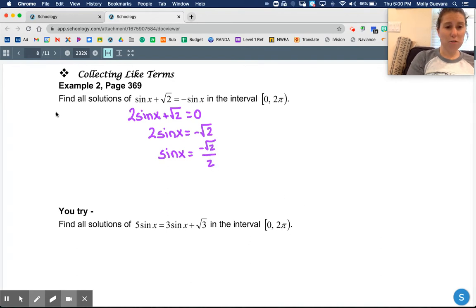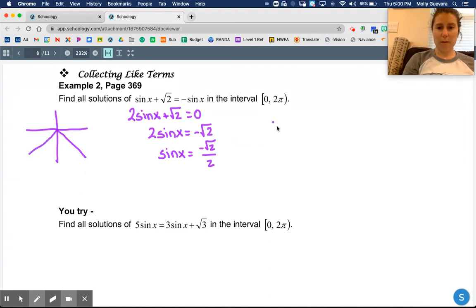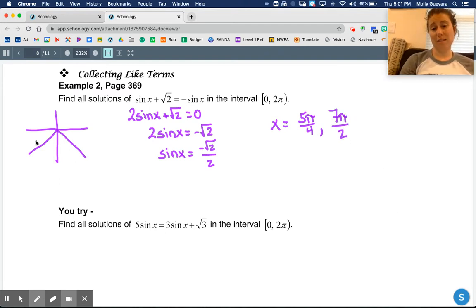And if you're a visual person like I am, I'm like, okay, sine is negative, so it's going to be in quadrant 3 and quadrant 4. Root 2 over 2 are those pi over 4s. So I get x is equal to, and this is pi over 4, 2 pi over 4, 3 pi over 4, 4 pi over 4, 5 pi over 4, and then 6 pi over 4, 7 pi over 4 is my second one. You don't have to draw it out, but sometimes maybe it helps visually.